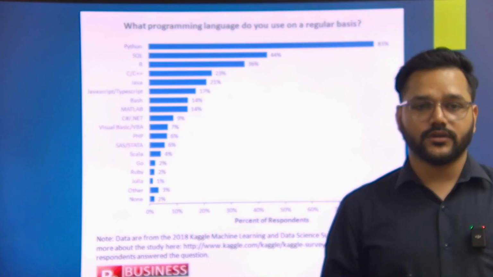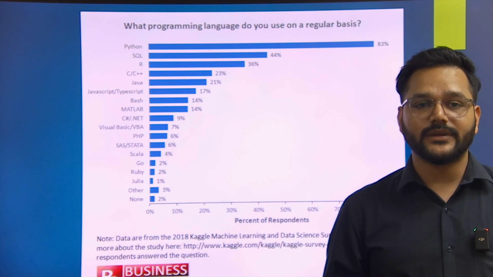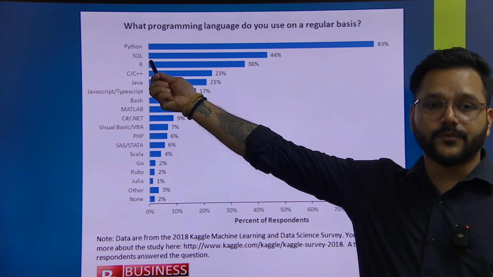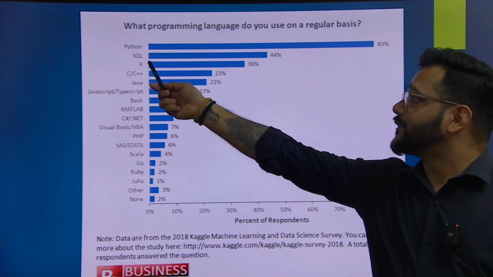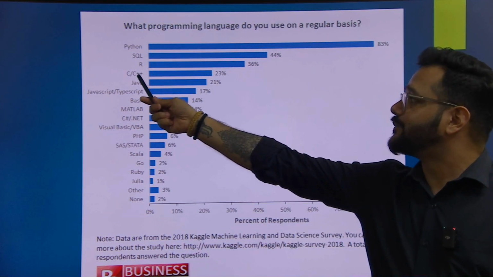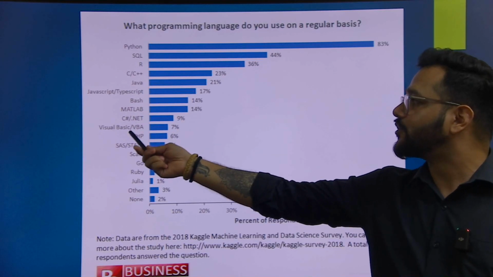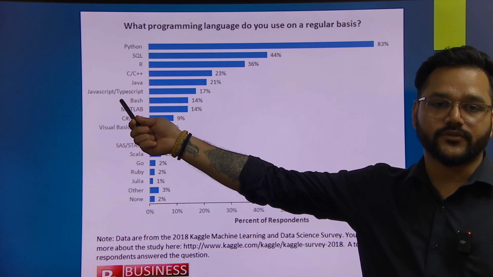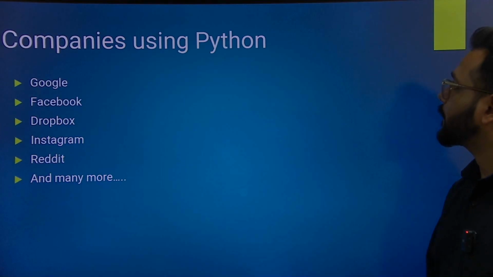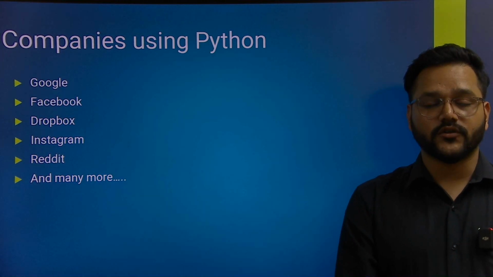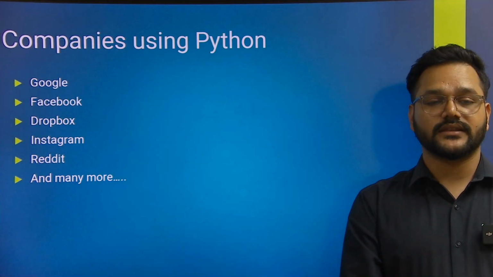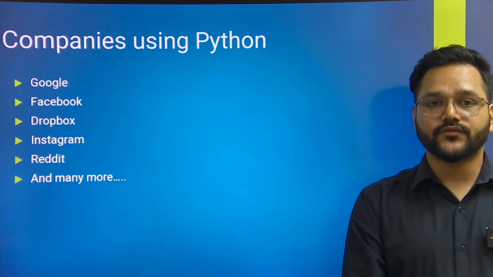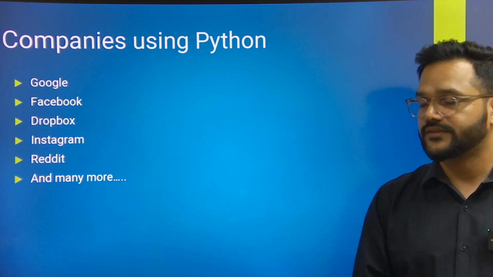If we talk about what programming languages we use on a regular basis, you can see that Python has the upper hand. There are various programming languages, for example SQL, R, C, C++, Java, MATLAB or C#. Python holds the upper hand there and Python is widely used by programmers these days. If we talk about the organizations which are using Python, all the multinational companies, for example Google, Dropbox, Instagram, and a lot of organizations are using Python these days.